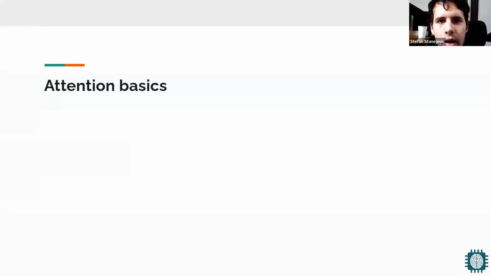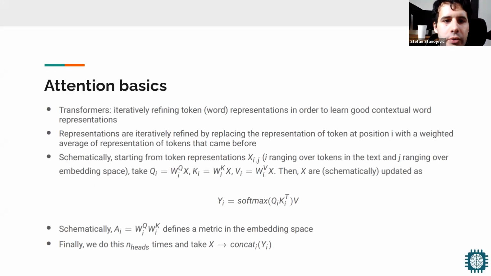So yeah, before we dive into this paper, I just wanted to go over the basics of the attention mechanism in transformers. So what is the idea of transformers? The idea is to construct token or word representations that are going to be contextual. So we have sentences like, I'm sitting by the bank of the river versus I'm going to withdraw money from the bank. Then we want the word bank to have different representations in the two sentences because its meaning is different. In one of the sentences, we want bank to be close to money in embedding space. In another one, we want bank to be close to river.